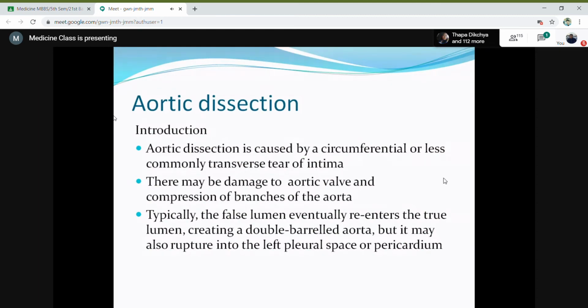It is caused by circumferential or, less commonly, transverse tear of the intima. There will be a tear of the intima. This leads to the accumulation of blood in between the intima and the media. This produces the false lumen within the aorta itself. There may be damage to the aortic valve and compression of branches of the aorta. Typically, the false lumen eventually re-enters the true lumen, creating a double barrel aorta, but it may also rupture into the left pleural space or pericardium.